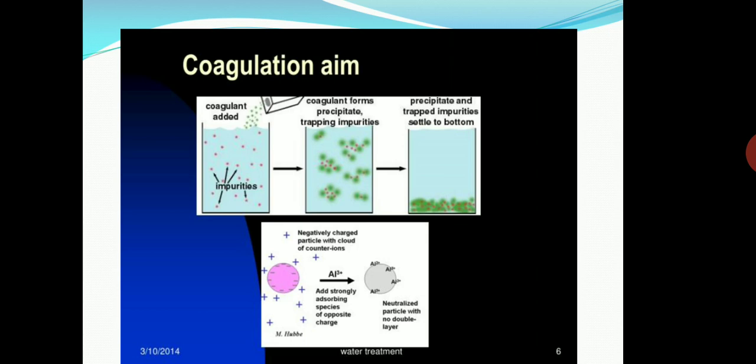There are many factors which affect coagulation. First factor is type of coagulant. Second is quantity or dosage of coagulant. Third is characteristics of water such as pH of water, temperature, type and quantity of impurity, and the fourth is method of mixing.